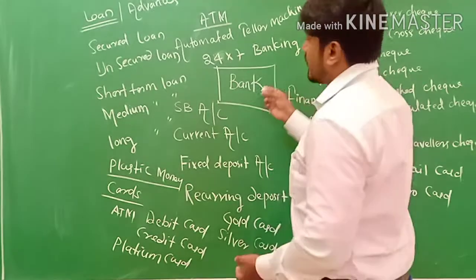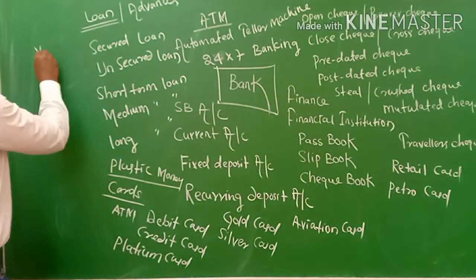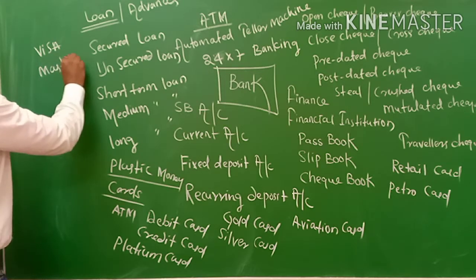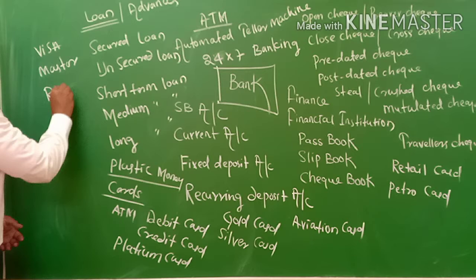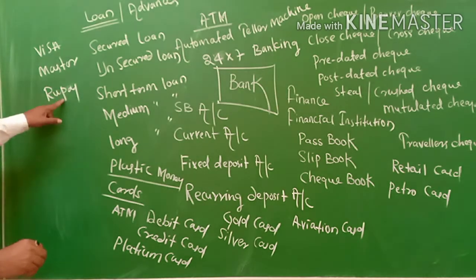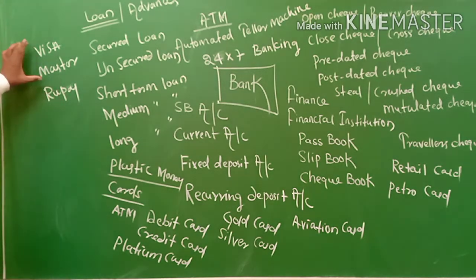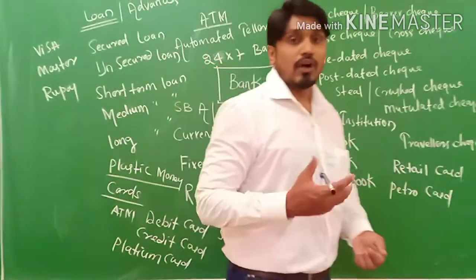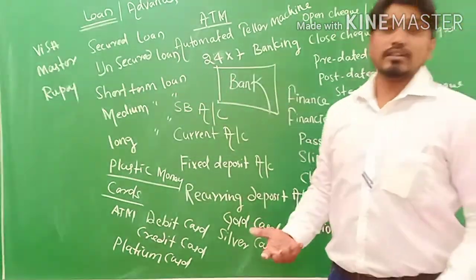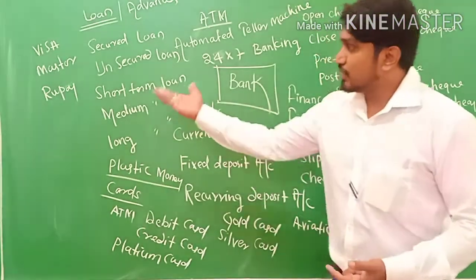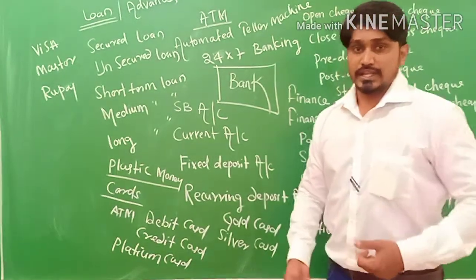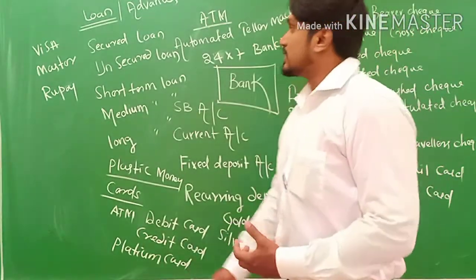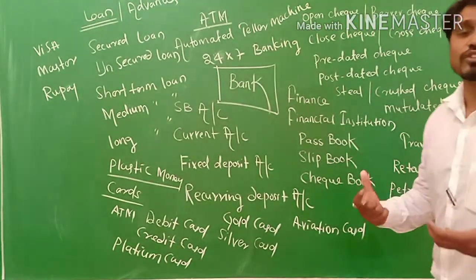Card may be Visa card, MasterCard, or RuPay card. RuPay card belongs to India. Earlier, the American companies Visa and MasterCard controlled the entire plastic money. Now India has its own RuPay card, and today bankers are issuing RuPay cards. So these are the jargons coming into my mind.